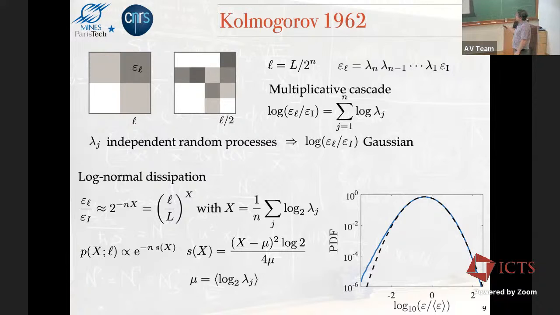So is this clear? Let me make another sketch, a 1D sketch will be easier. You start from some epsilon I here. Then you cut in 2 pieces. To this one, you transfer lambda 1 epsilon I, and to this one, of course you need to conserve something, so you transfer 1 minus lambda I. And then you repeat that.